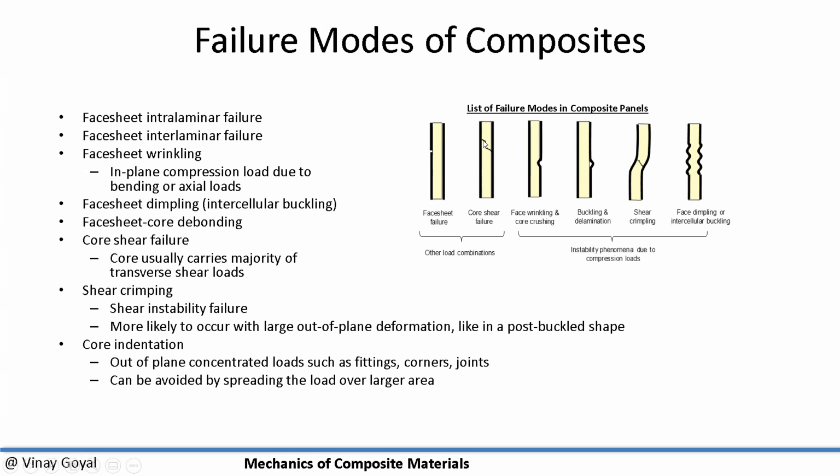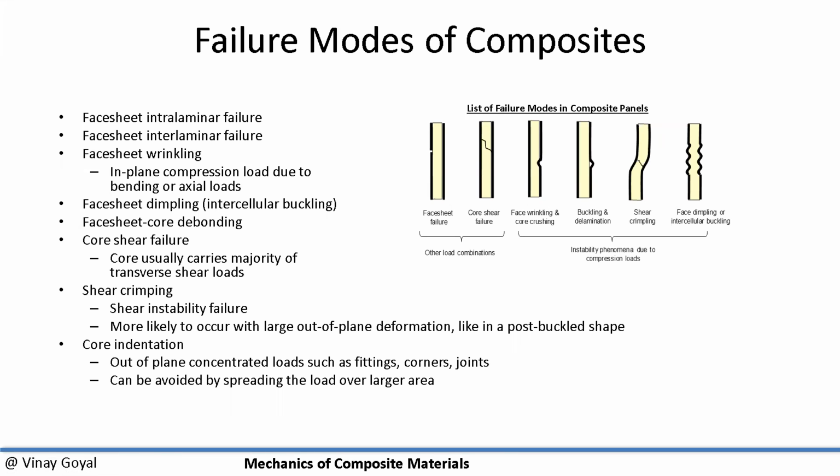Then you have core shear failure, where the core cracks. Okay, that's one possibility. You also have face sheet wrinkling and core crushing. So here you can see the face sheet has wrinkled and crushed. Okay, and then we have buckling and delamination. And then we have shear crimpling, which in this case, there's eccentric loading that's causing the crimpling there.